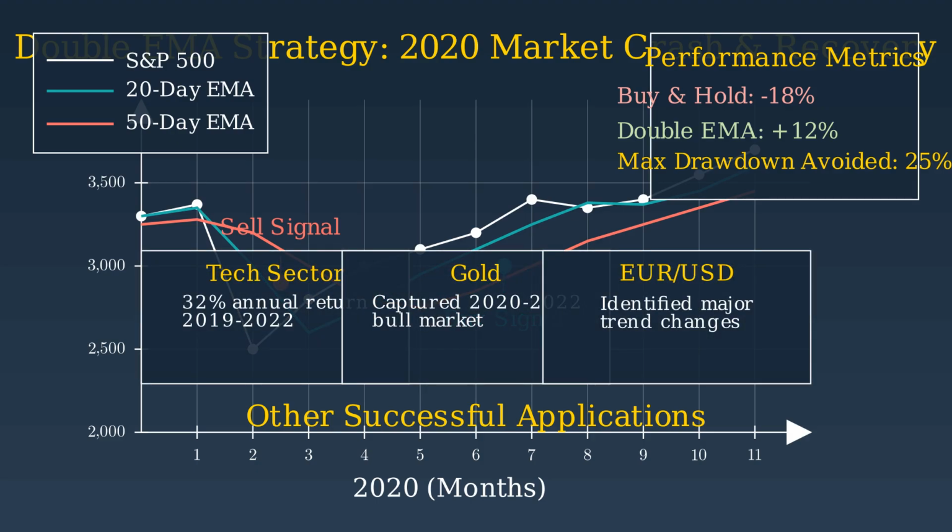Let's briefly look at some other successful applications. In the tech sector, this strategy generated a 32% annual return between 2019 and 2022. For gold, it successfully captured the 2020 to 2022 bull market. And in forex markets, it identified major trend changes in EUR-USD pairs.